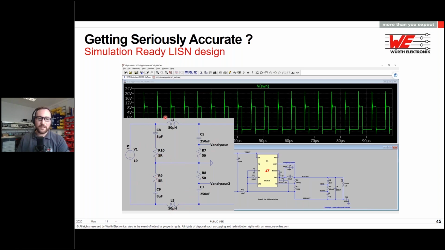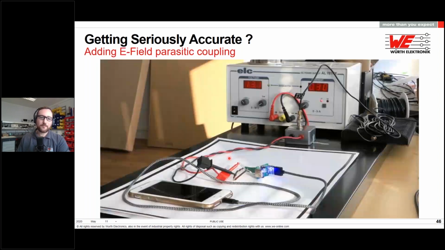So here is my LISN for the simulation. It's outputting two different voltages, which are usually not available at the same time in the commercial line impedance stabilization networks. And we're going to see that having these two voltages available at the very same time enables us to make accurate EMC simulation and to understand exactly what is happening. But to enable the common mode voltage to be simulated, we also have to model how it is actually generated.